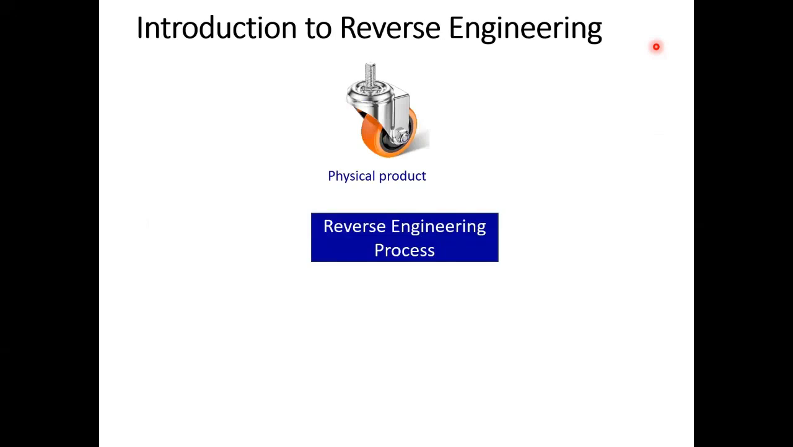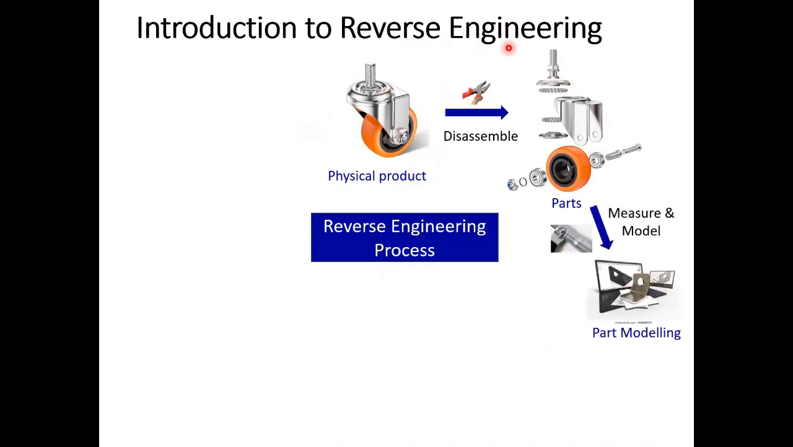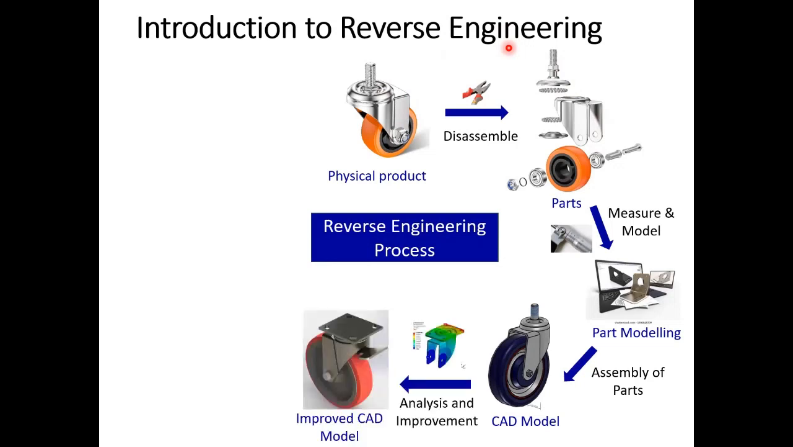Now, for example, if you take a simple product like a caster wheel, as you could see here, this physical product. In the process of reverse engineering, we disassemble the product, take each and every part out of the product. So these are the parts of this caster wheel. And then we measure the dimensions of each and every part. And then we model the parts in computer software. And then we could assemble the parts and remodel the product in software like SolidWorks.